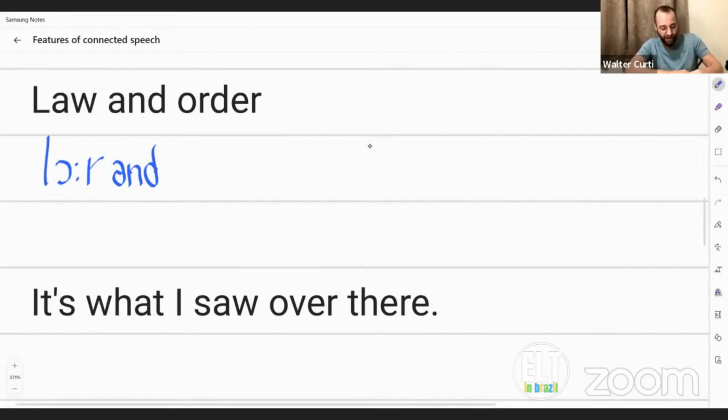And then you have saw. So you see that again, there is a repetition of sounds in there. So, it's what I saw over there. I wouldn't pronounce it. I would just say it's what I saw over there. But it is a case. So again, saw over there.